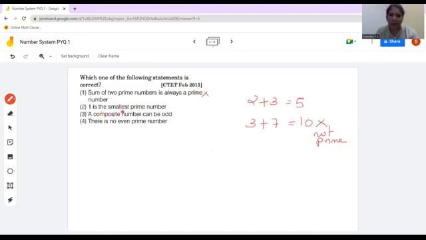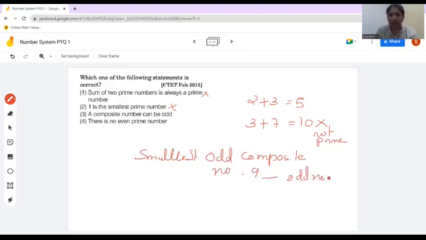Second one. 1 is the smallest prime number. We have already learned that 1 is not a prime number nor a composite number. So that is also wrong. A composite number can be odd. Yes, that is true, because the smallest odd composite number, I have already discussed with you, is 9, right? So 9 is an odd number, but it is a composite number. So this statement is correct.